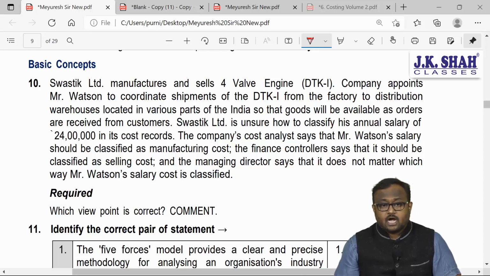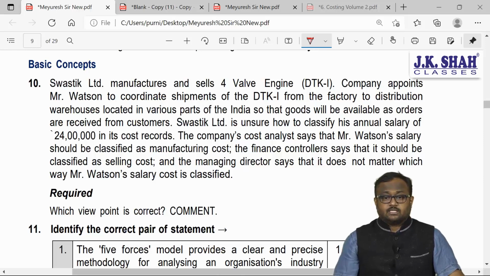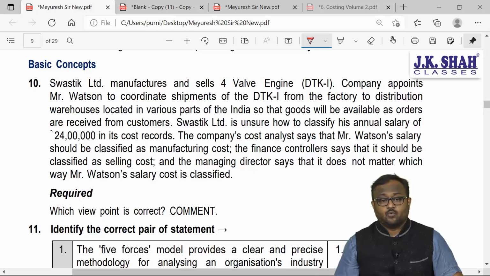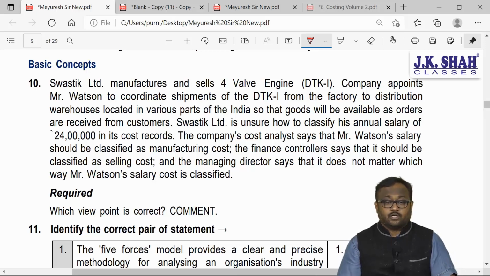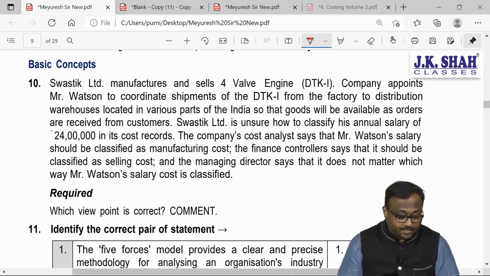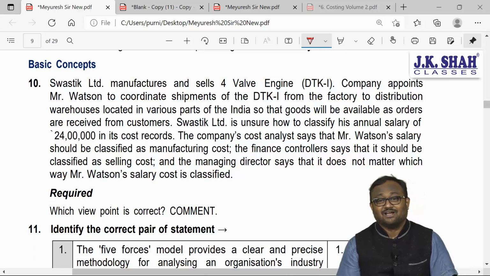Swastik Limited is unsure how to classify his annual salary of 24 lakhs in the cost records. The company's cost analysis says that Mr. Watson's salary should be classified as a manufacturing cost, and the finance controller says that it should be classified as selling cost, and the managing director says that it does not matter which way Mr. Watson's salary is classified. Which viewpoint is correct? And comment. Final CA question.